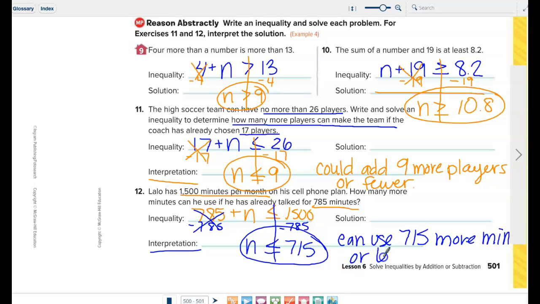or less. Because if he talks more than 715 minutes, he's going to go above his plan and he's going to have additional fees. So he could talk for 5 more minutes and he'd be okay. He could talk for 700 minutes and he'd be okay. He could talk for 715 minutes and he would be okay. But if he talks for 720 minutes, he goes over his plan and he's going to be charged an additional fee.